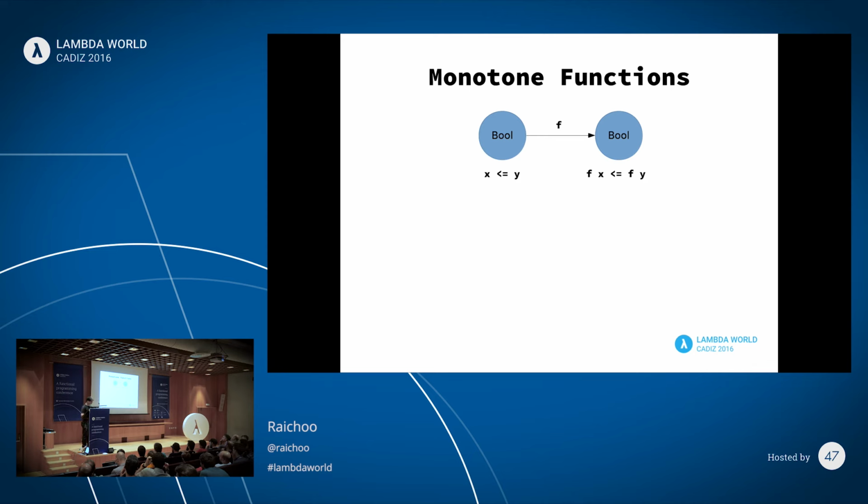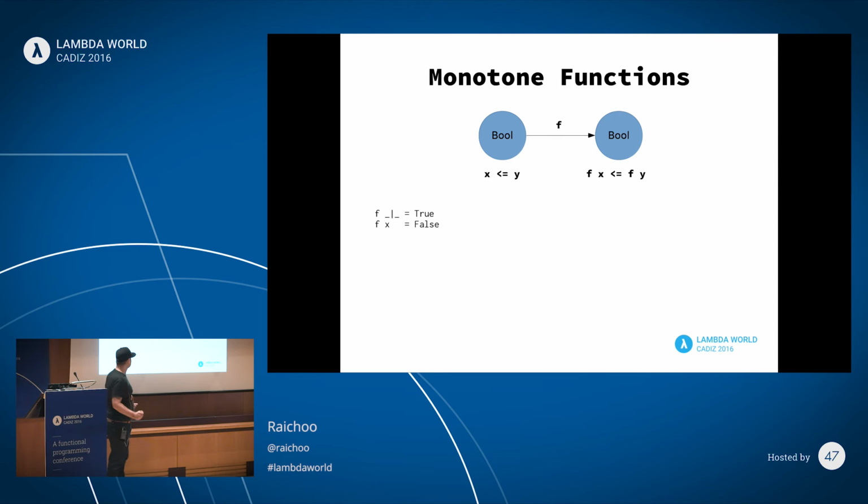So let's play with this a little bit. Let's define a function. Yeah, I know it's bogus, but just for the sake of it. In the case that the input value doesn't terminate, we return true. Otherwise, we just return false. So of course, this is not going to work, but we'll figure out why. So we know that in the target set, this holds: bottom is less than or equal to true. So what happens if we apply f? F bottom, f true, we get this. True is less than or equal to false. That doesn't work. That's not a monotone function.